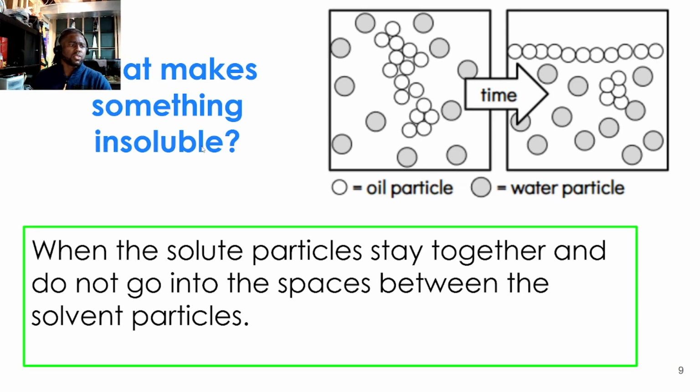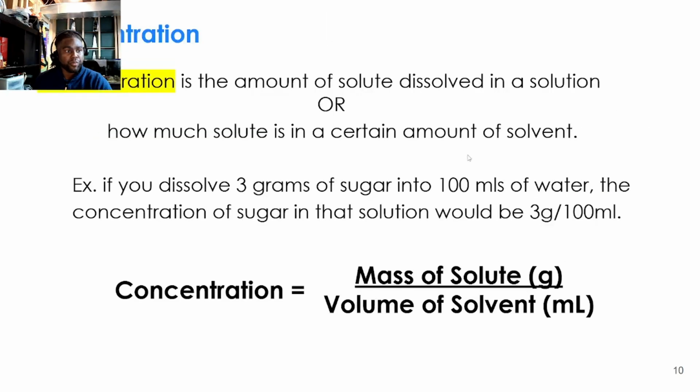What makes something insoluble? When the solute particles stay together and do not go into the spaces between the solvent particles. So here, with oil, you can mix it up and you'll get blobs of oil in water. But essentially with oil, it will separate and form a single oil layer and then a separate water layer over time.